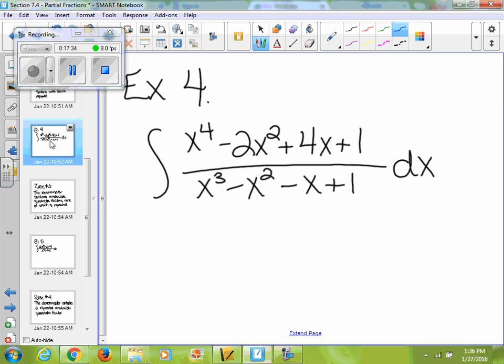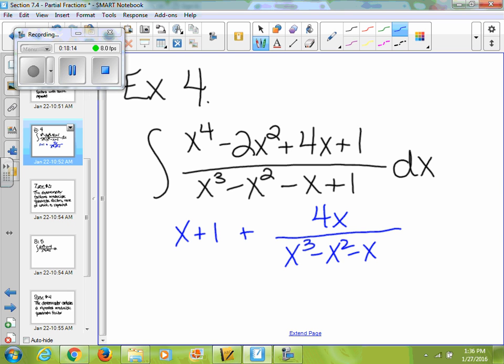Okay, so if I look at example 4, I'm given the integral of x to the 4th minus 2x squared plus 4x plus 1 over x cubed minus x squared minus x plus 1. Because my denominator is smaller than my numerator, I would do long division. I'm going to skip over all the different steps for that, mainly because it's a really long process, and tell you that it long divides into x plus 1 with a remainder of 4x over x cubed minus x squared minus x plus 1.